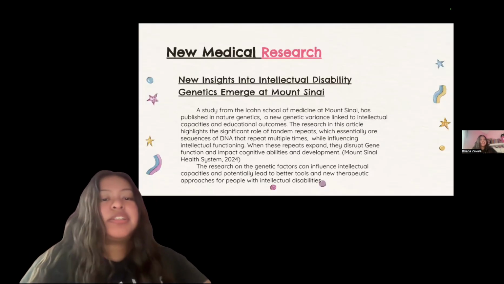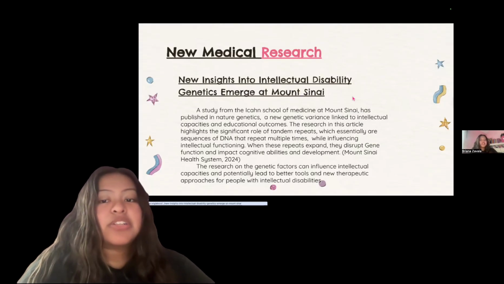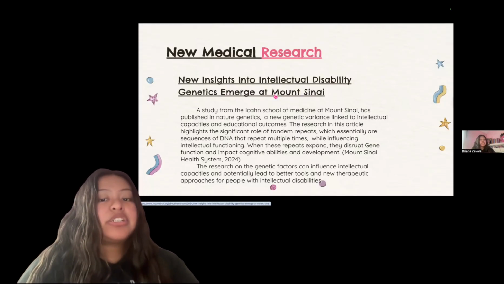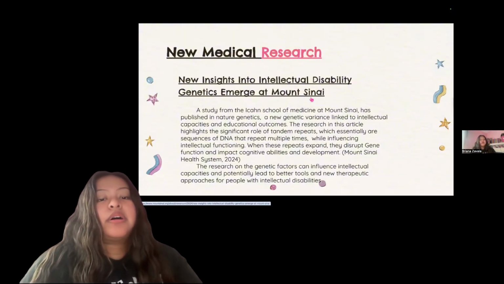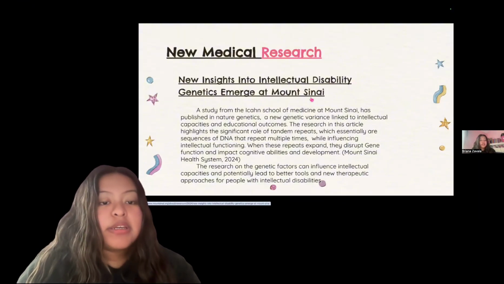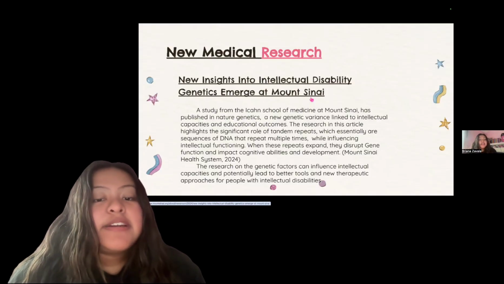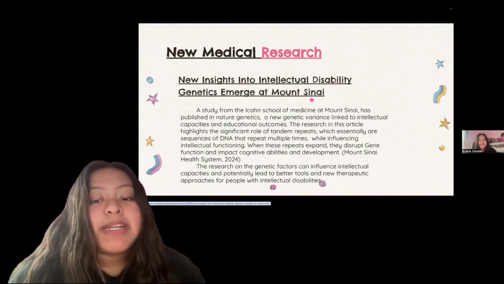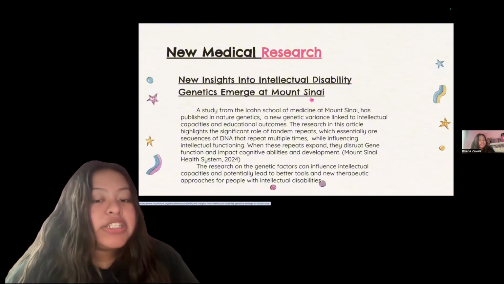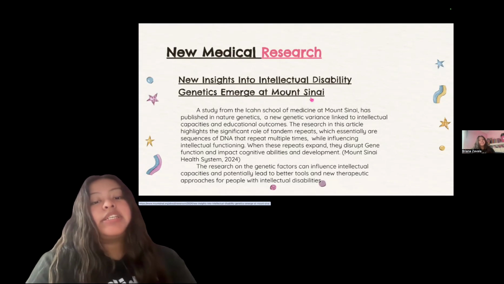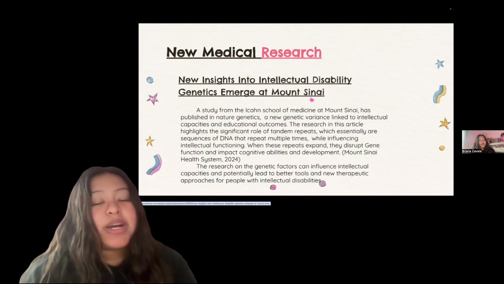And new medical research. This is an article called New Insights into Intellectual Disability Genetics Emerge at Mount Sinai. It's an article that I found while researching, and it talks about a study from the Icahn School of Medicine at Mount Sinai, published in Nature Genetics, about new genetic variants linked to intellectual capacities and educational outcomes.